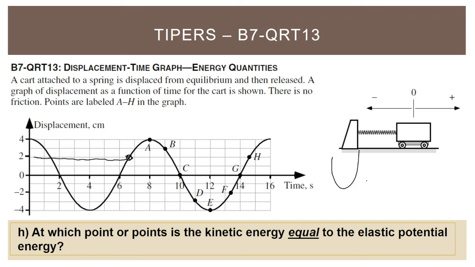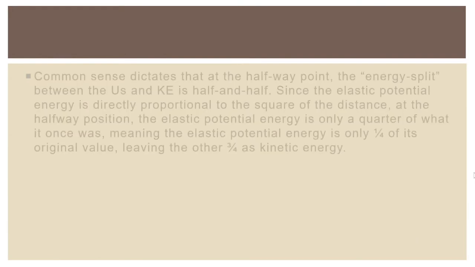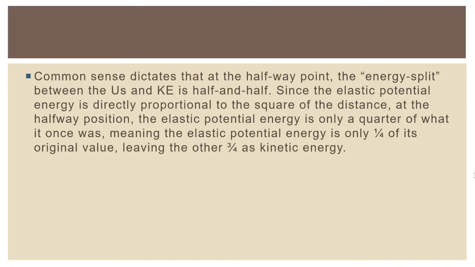The key to understanding this is that the elastic potential energy is not directly proportional to the displacement. It's directly proportional to the displacement squared. This is a big important point here. Common sense dictates that at the halfway point, the energy split between the potential energy and the kinetic energy is half and half. Since the elastic potential energy is directly proportional to the square of the distance, though, at the halfway position, which is half the amplitude, the elastic potential energy is only a quarter of what it was at the amplitude, meaning it is only a quarter of its original value. And so that means the other 3/4 of the energy is kinetic energy. This is a really important point.